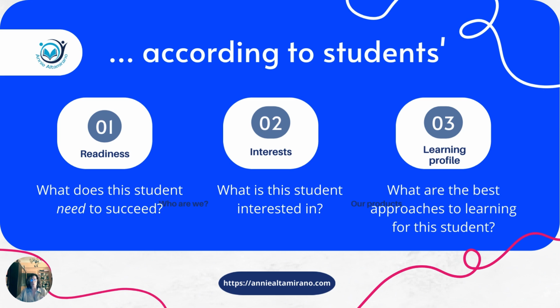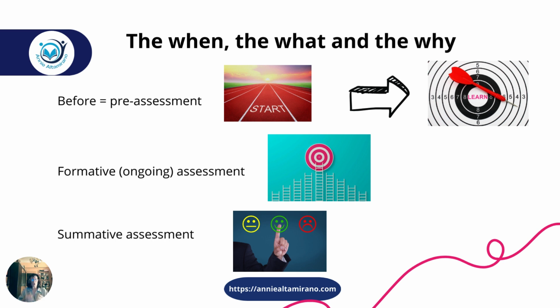So, it's useful to think about assessment in terms of when to assess, what should be assessed, and why assessment might be used. Effective differentiation requires us to assess the student's status before a unit of work begins, that is, pre-assessment. Also, it requires us to assess throughout a unit of work. That would be the formative or ongoing assessment, and also at key endings. That is summative assessment. Because, of course, summative assessment has a place here.